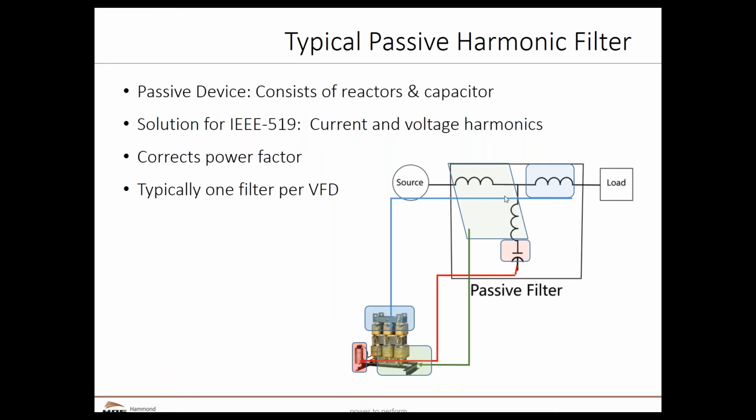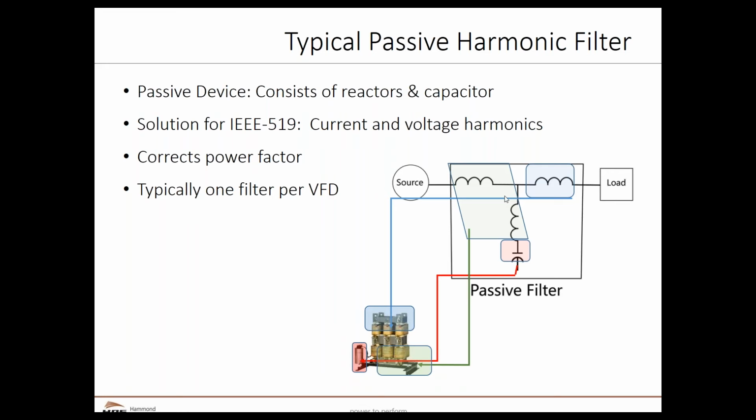The purposes of passive harmonic filters are to reduce harmonics and improve power factor. The passive harmonic filter can generally achieve compliance with IEEE 519 recommendations. It's a passive device in that it consists only of reactors and capacitors. Unlike an active harmonic filter, it does not have any power electronics.